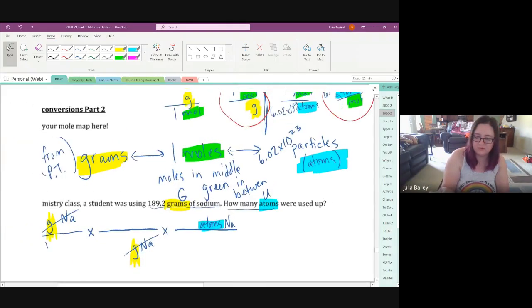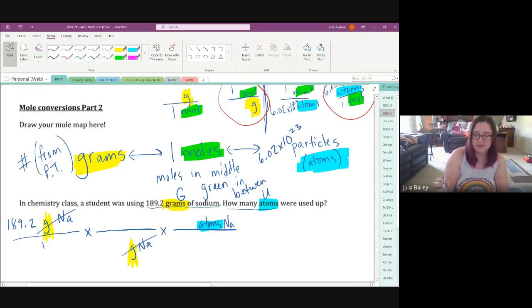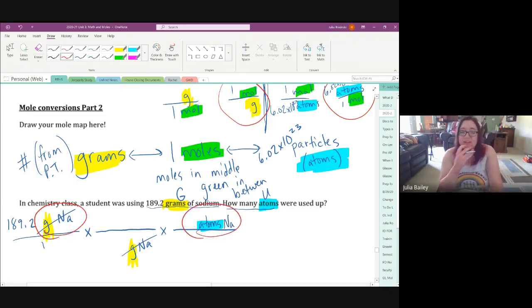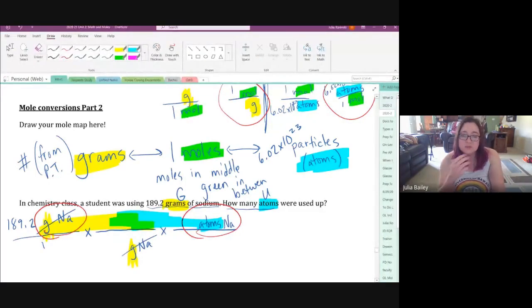Moles in the middle, green in between. So we look and we see that we've got yellow and blue, which can never go together. Anytime you try to put yellow together with blue, you end up with green in between, which means there need to be moles here. Yellow and blue can never go together. You need green in between, moles in the middle.